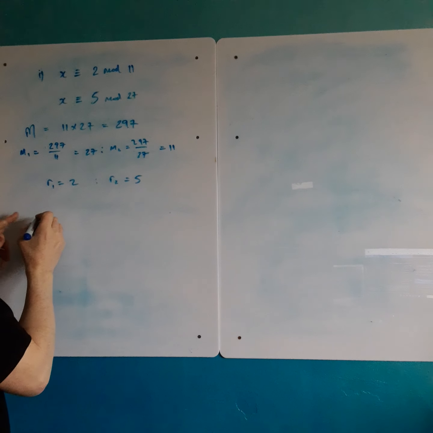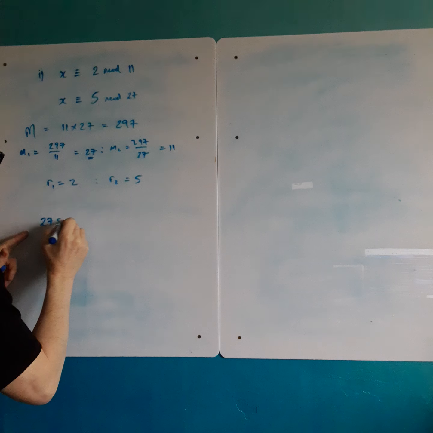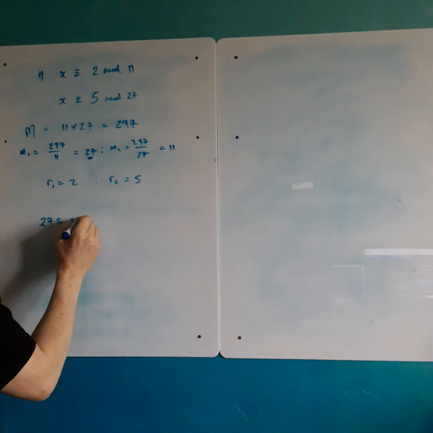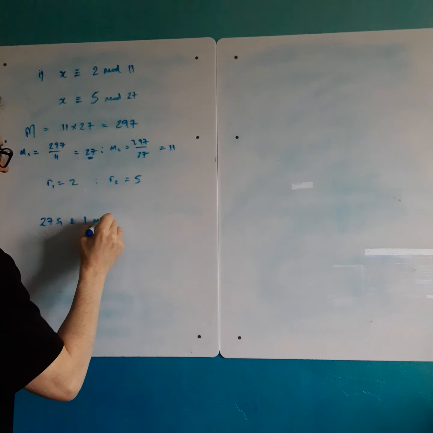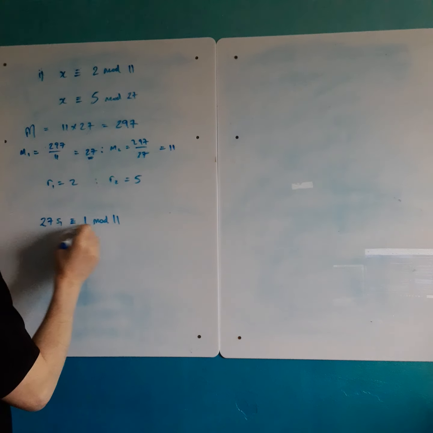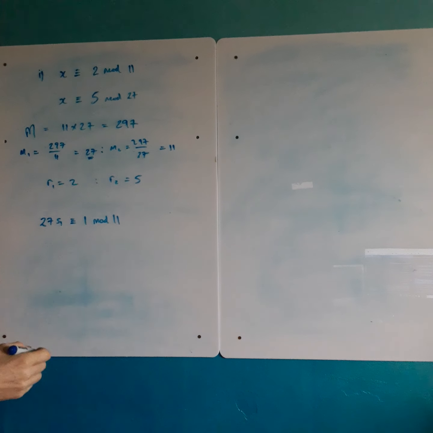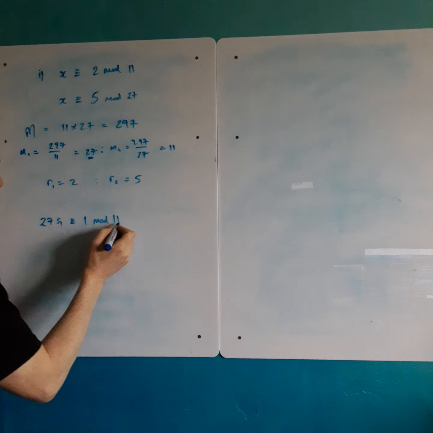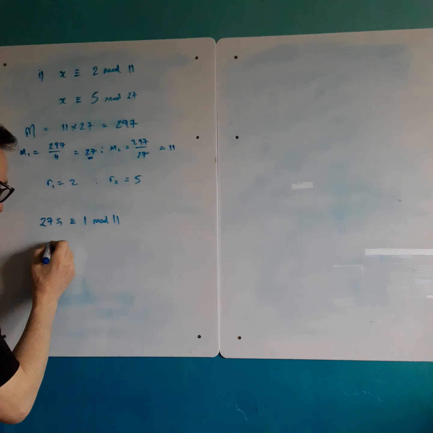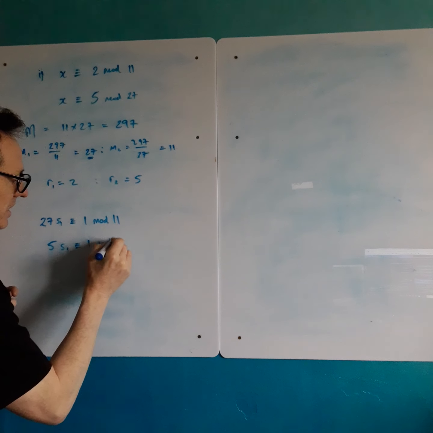Then we need the solutions to the congruence equations. So I've got to find S1. I start with this number here: 27 times S1 is congruent to, instead of 2 mod 11, 1 mod 11. I'll do this first and then go on to the second congruence equation. Because I'm working mod 11, I can reduce the 27 mod 11. 11 goes into 22 and leaves 5 over. So 5S1 is congruent to 1 mod 11.